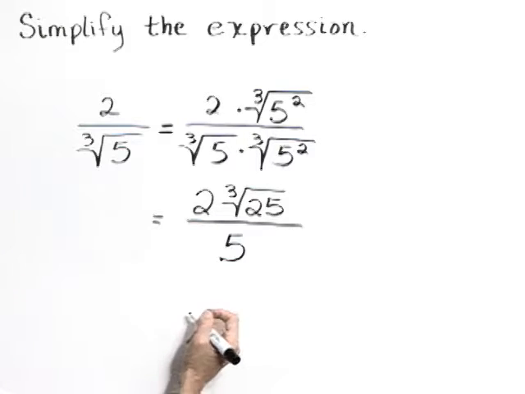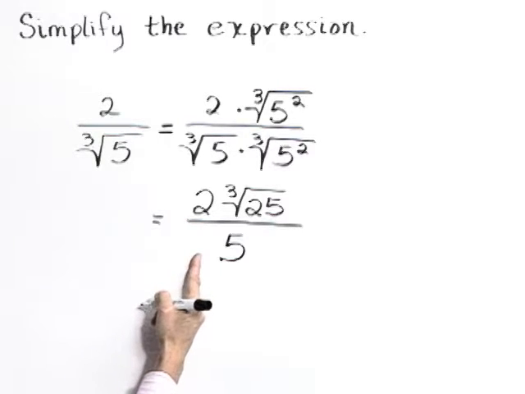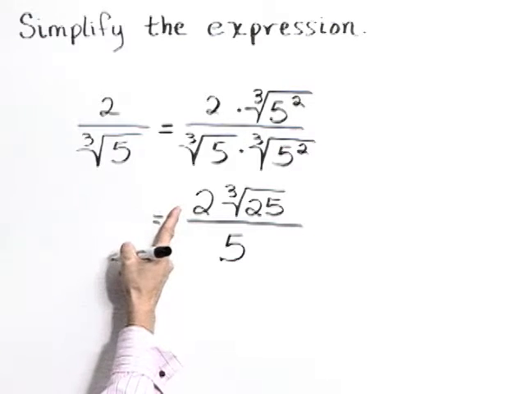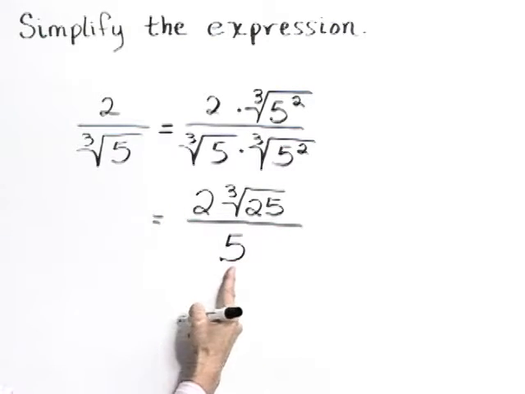We've simplified this expression by rationalizing the denominator. The simplest form reads as 2 times the cubed root of 25 all over 5.